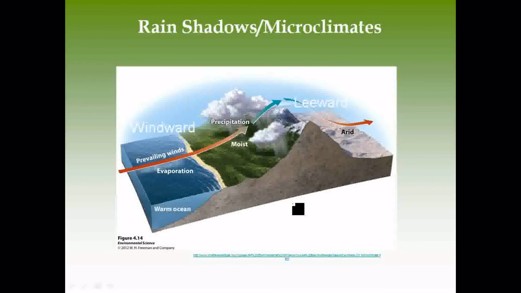The rain shadow effect causes microclimates. Let's see how this works. And this really happens even right here in the United States, where we have the Rocky Mountains. I can remember traveling to El Paso, Texas. And El Paso, Texas is like on this side of the Rocky Mountains. And in fact, it's called El Paso because it has a pass.